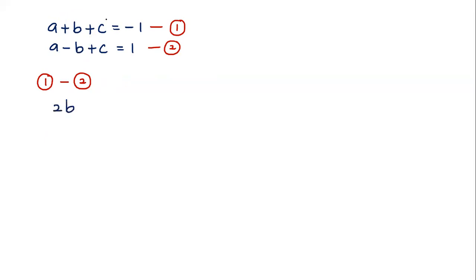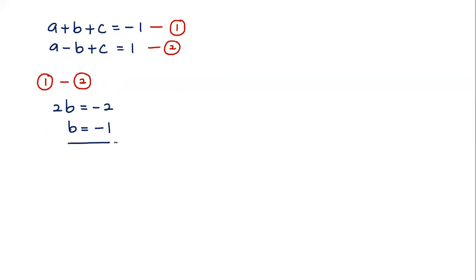Okay, got it. So c minus c is 0, gone. And negative 1 minus 1 is going to be negative 2. So you already managed to get the b. B is negative 1. Understand? Okay, I already managed to get the b.